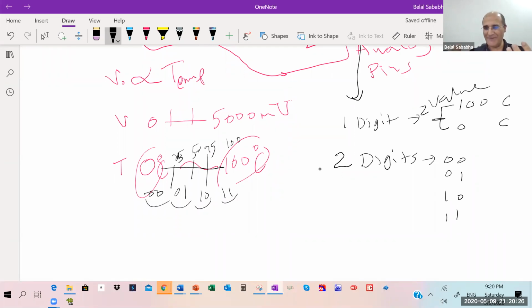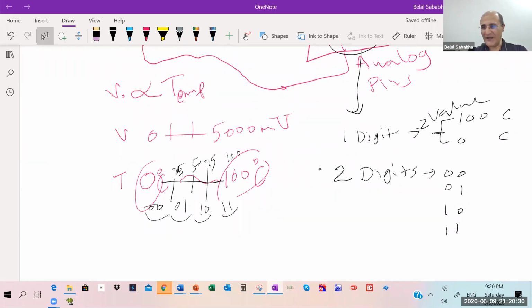More resolution. So 00 will be a temperature between 0 and 25 Celsius. This will be from 26 to 50. This will be from 51 to 75. This will be from 76 to 100.